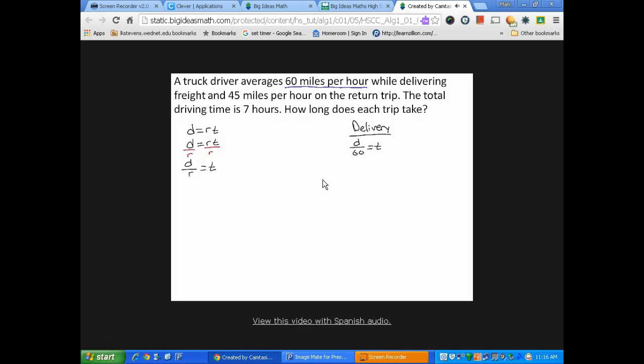Because the truck driver averages 45 miles per hour on the return, there are two different situations. You have a delivery and a return trip. Substitute 45 for R to obtain the equation D divided by 45 equals T. The total driving time, 7 hours, is equal to the delivery time plus the return time. So 7 equals D divided by 60 plus D divided by 45. Add the right side of the equation using the least common denominator.